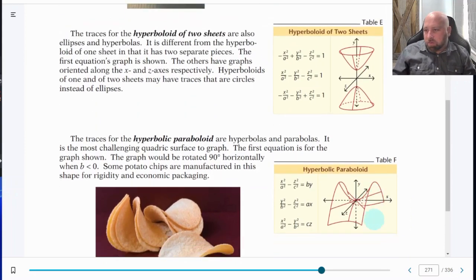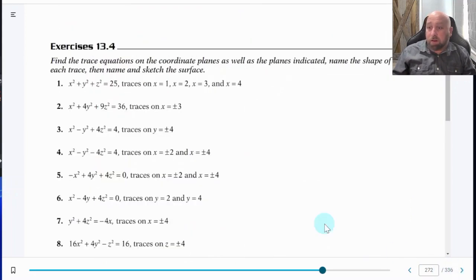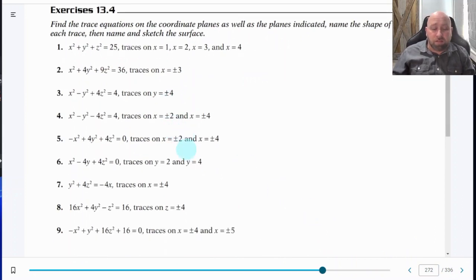I told you this lesson was going to be a little different because there are no example problems. It goes right into your exercises. So I really want to just jump into a couple of these. I want to do a couple of them with you just so you'll know what's going on. It says find the trace equations on the coordinate planes as well as the planes indicated, name, shape.